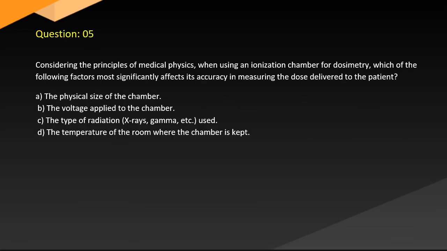Question 5. Considering the principles of medical physics when using an ionization chamber for dosimetry, which of the following factors most significantly affects its accuracy in measuring the dose delivered to the patient? A. The physical size of the chamber. B. The voltage applied to the chamber. C. The type of radiation used: X-rays, gamma, etc. D. The temperature of the room where the chamber is kept.